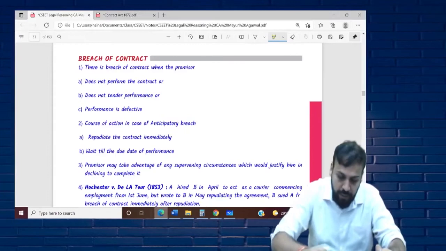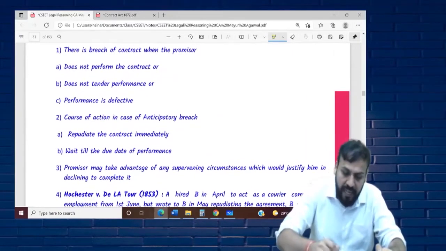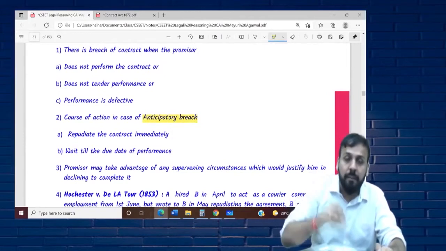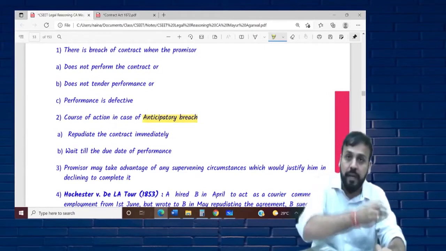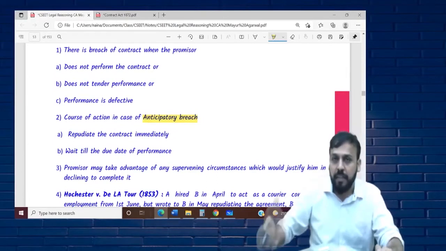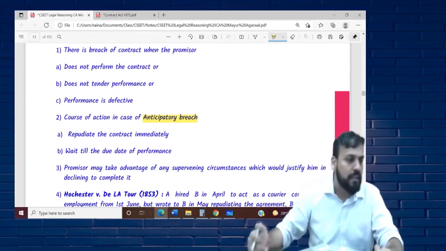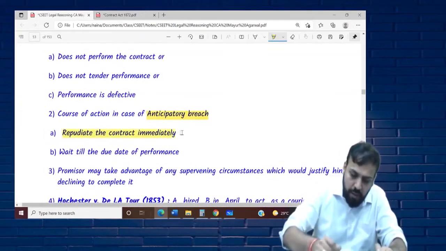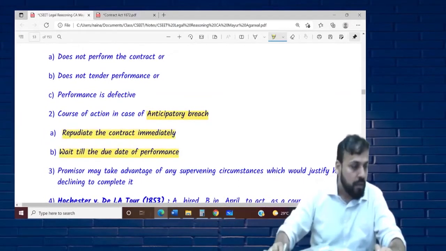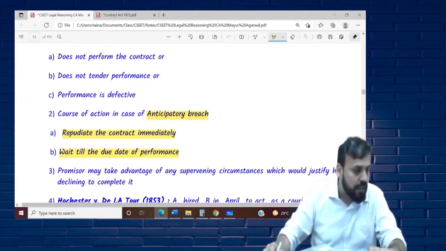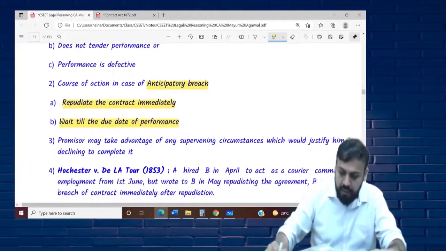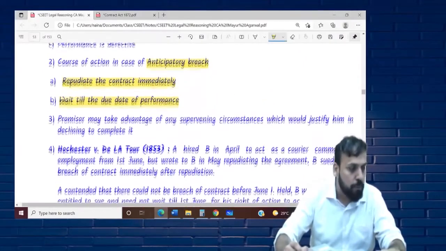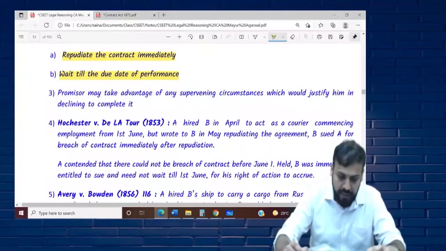Very clear, guys. So they have written the same way. Course of action for anticipatory breach. What do you mean by anticipatory breach? The breach which takes place before the due date is anticipatory breach, and the breach which takes place on the due date is actual breach. For anticipatory breach, there are two things: cancel the contract or wait till the due date. These are the two options which are available. Do you understand this? Yes or no?